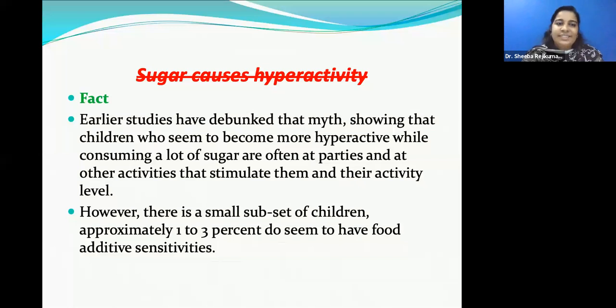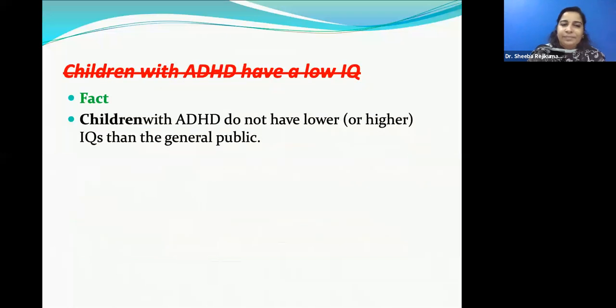Sugar causes hyperactivity. Actually, earlier studies have debunked that myth, showing that children who seem to become more hyperactive after consuming a lot of sugar are having fun at parties and at other activities that stimulate their activity level. However, there's a small subset of children, approximately 1 to 3%, who do seem to have food addictive sensitivities. But here we have seen that in most of the cases with autism and ADHD, many of us are telling them not to take sugar. It can cause hyperactivity.